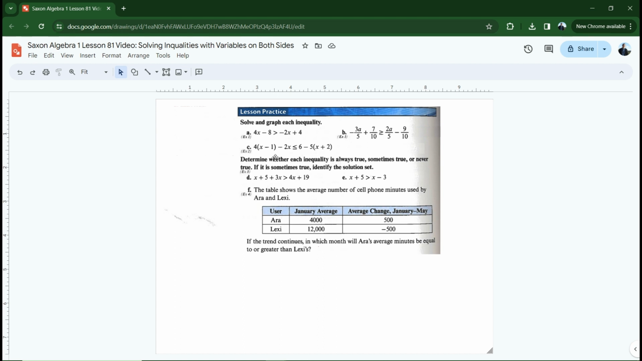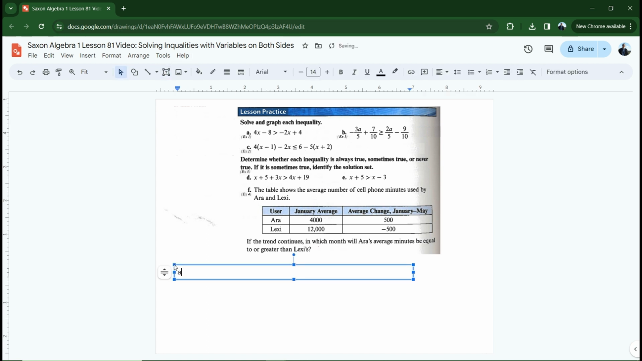sides, I still sometimes at this point of the year see students who will try to divide both sides by something instead of doing the correct thing. Okay, look at letter A. How do you get x on one side of the equation? Well, I notice it's on both sides. I notice on the right side we have a minus 2x. Well, the thing you need to do in a case like this is add 2x to both sides.